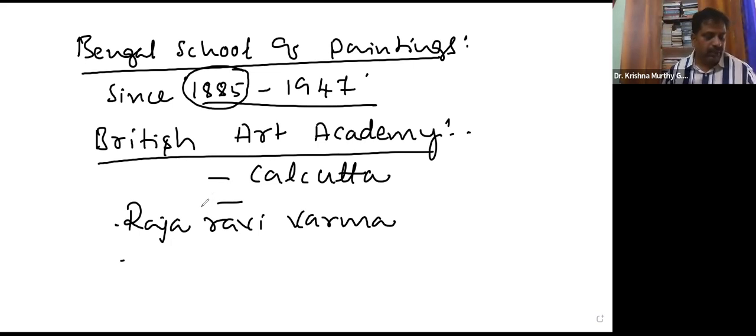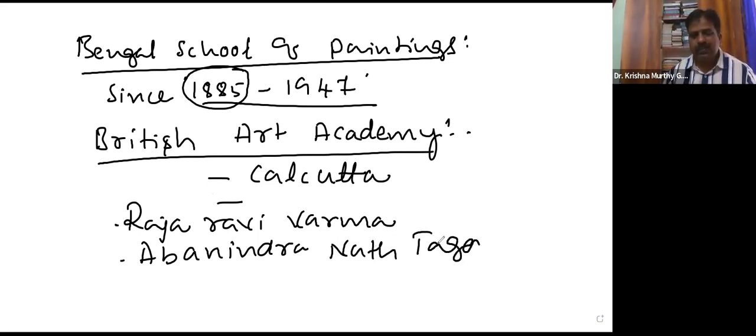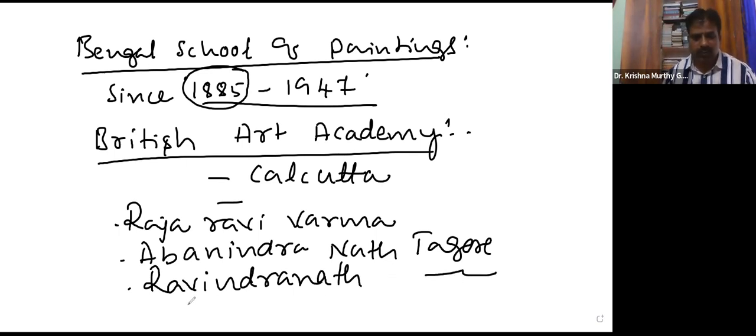Next, another one, Abanindranath Tagore, younger brother of Rabindranath Tagore. Next, another one, Rabindranath Tagore. Next, another one, Kshitijendranath Tagore.